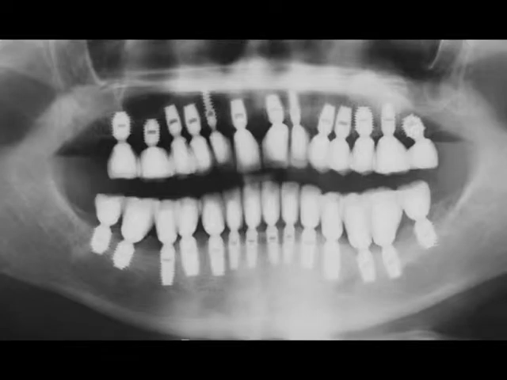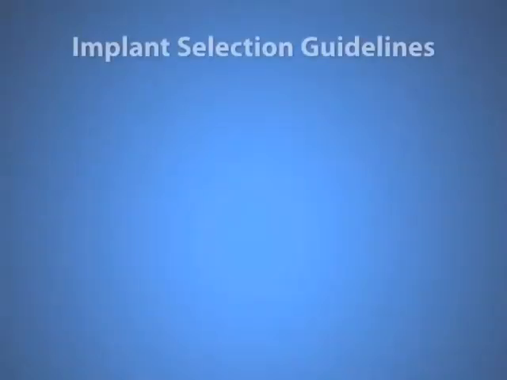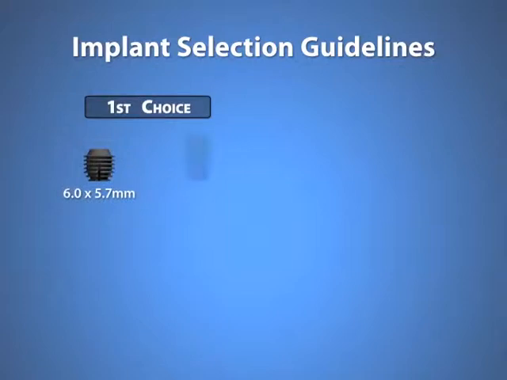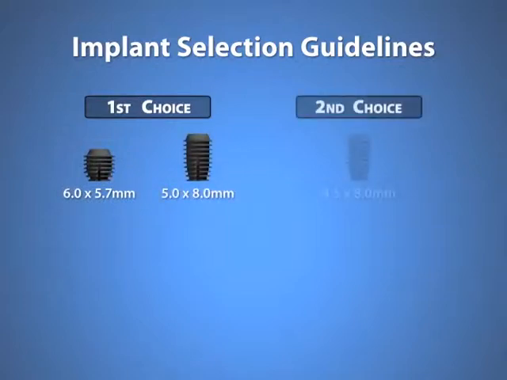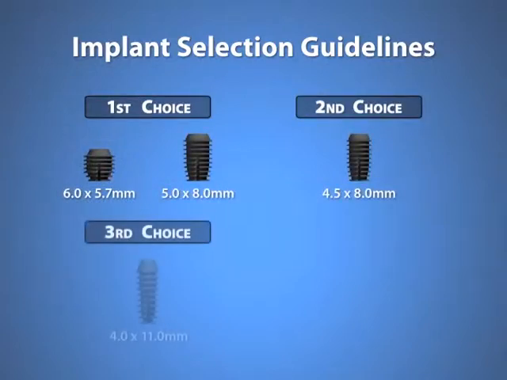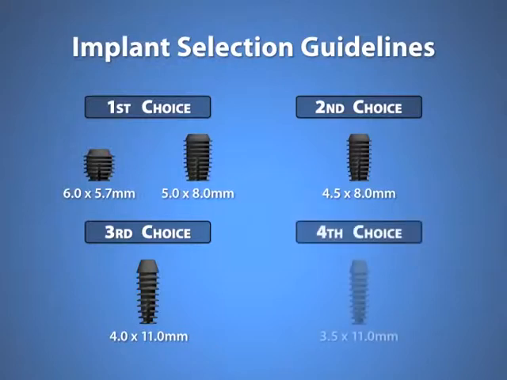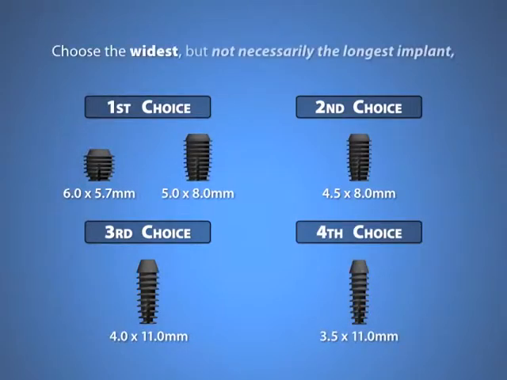Selecting the appropriate length and width of an implant depends upon the available bone and the expected occlusal loads. In general, choose the widest, but not necessarily the longest implant possible.